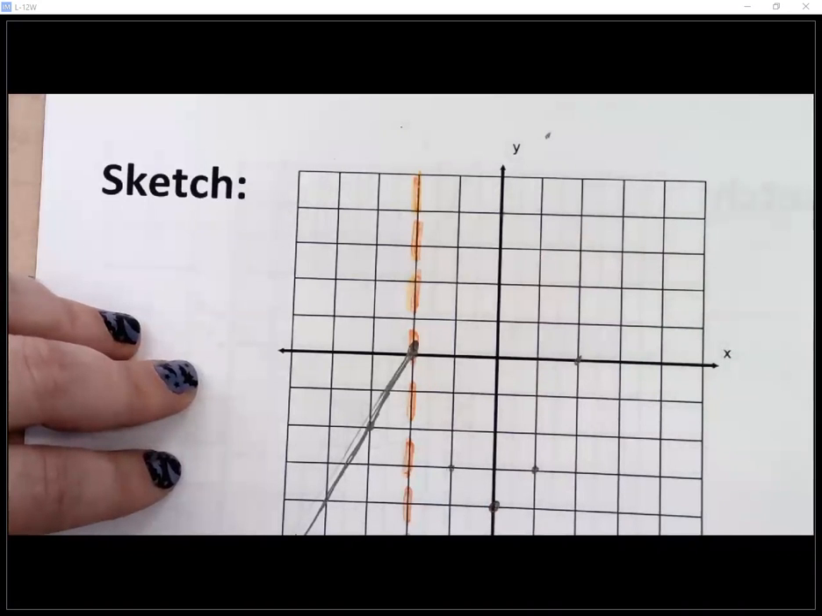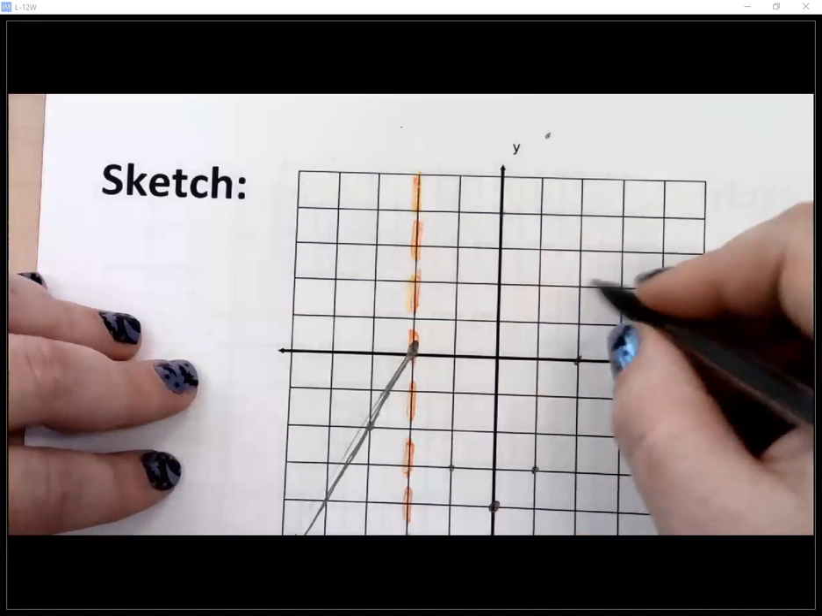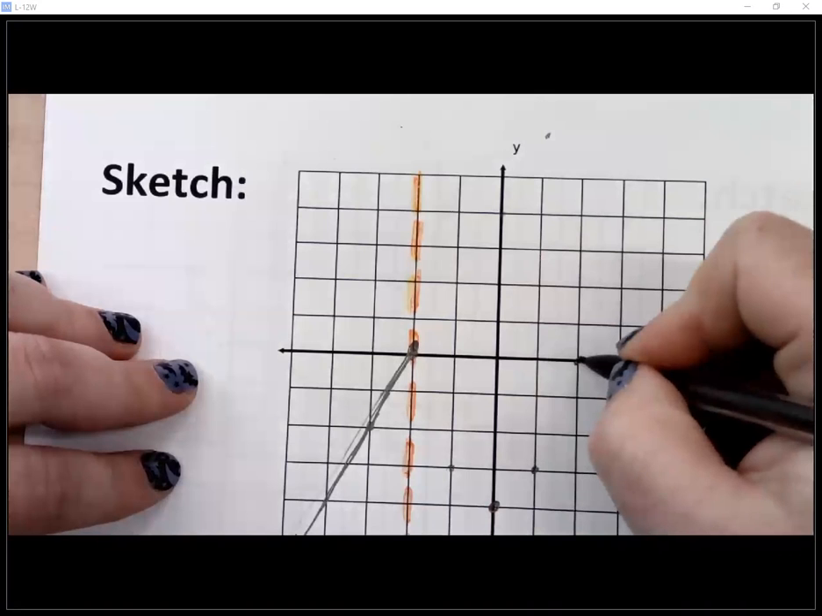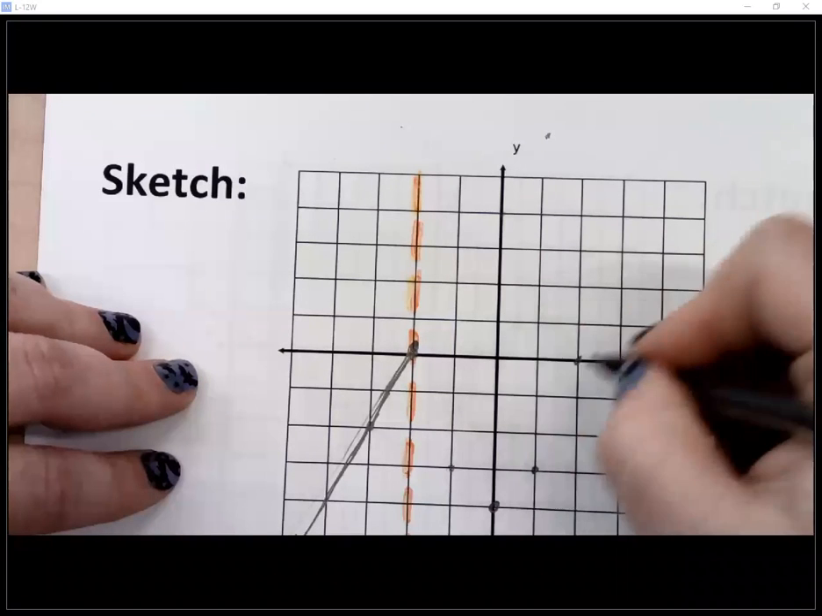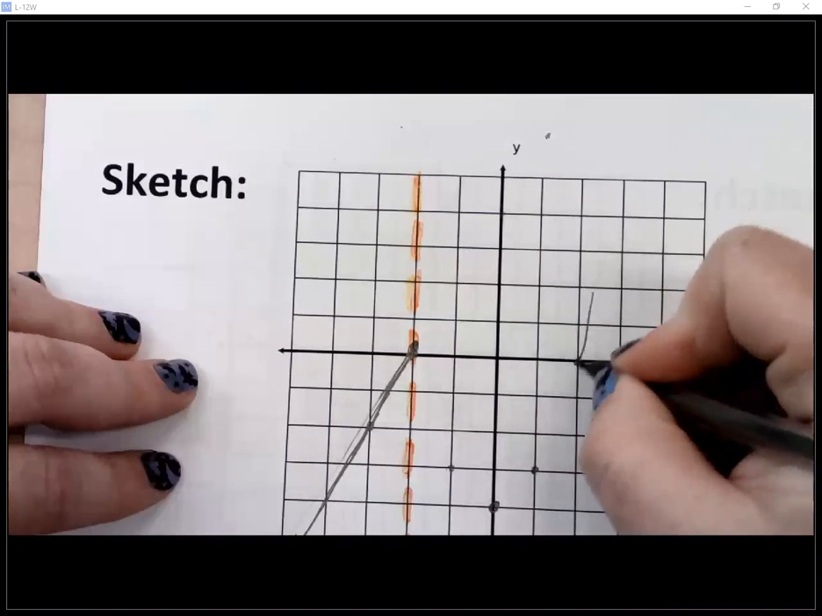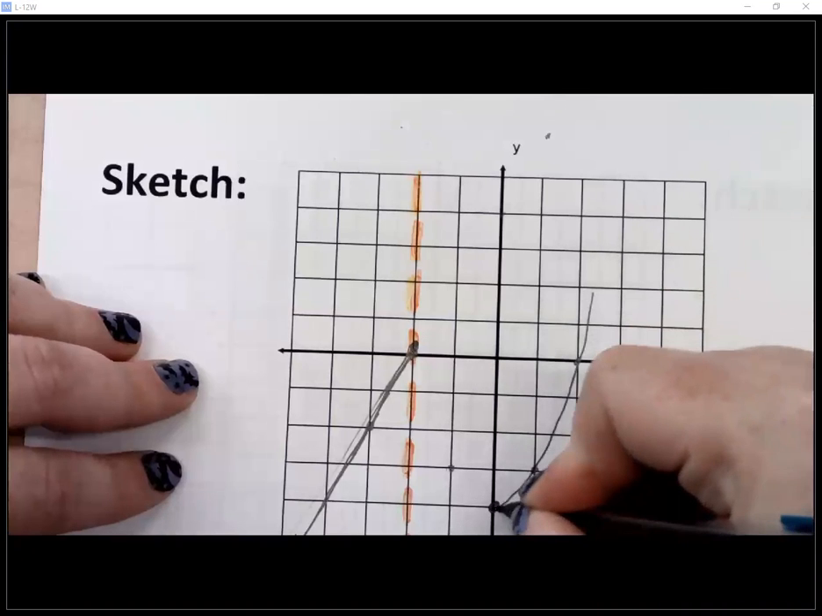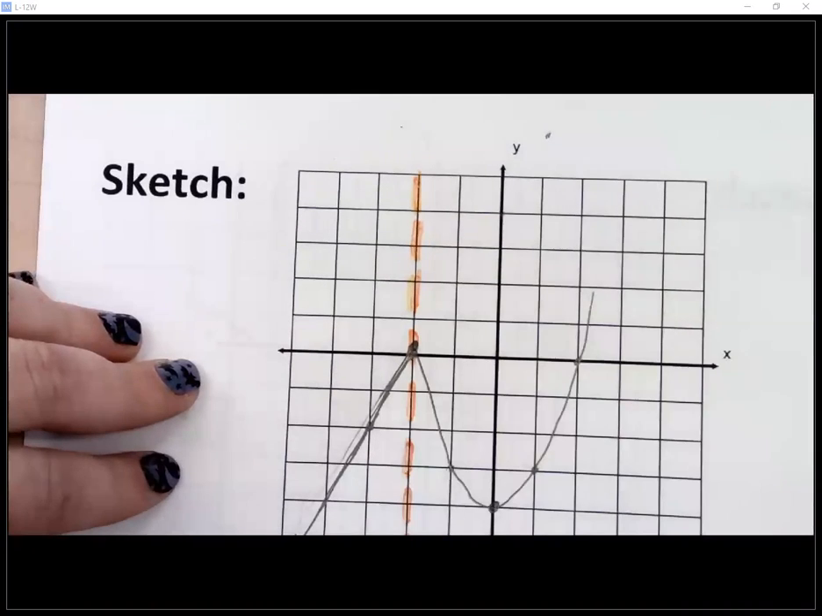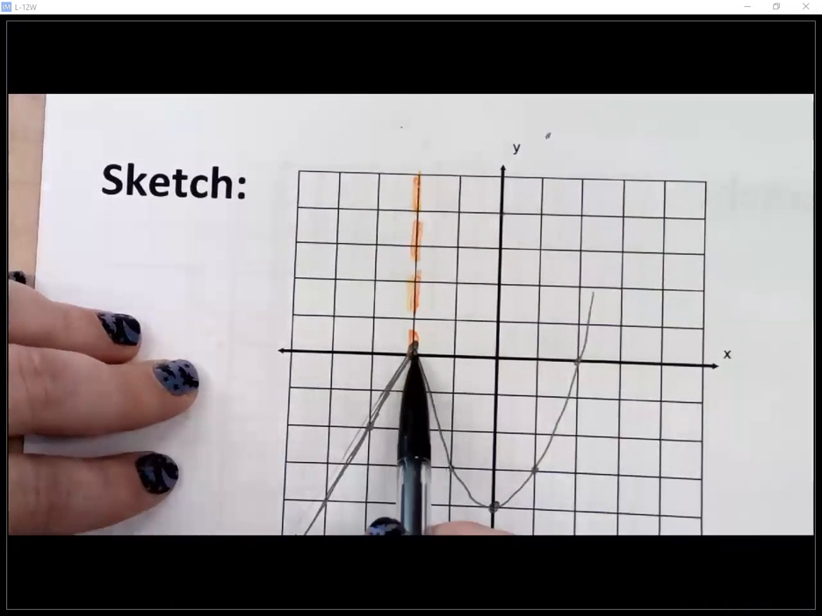Okay, so there is my fancy parabola, which makes sense because this thing should be crossing the x-axis at +2 and -2, and it is. So I'm just going to connect the dots to make this parabola. Now, it just so happens that they meet right there at the dotted line.